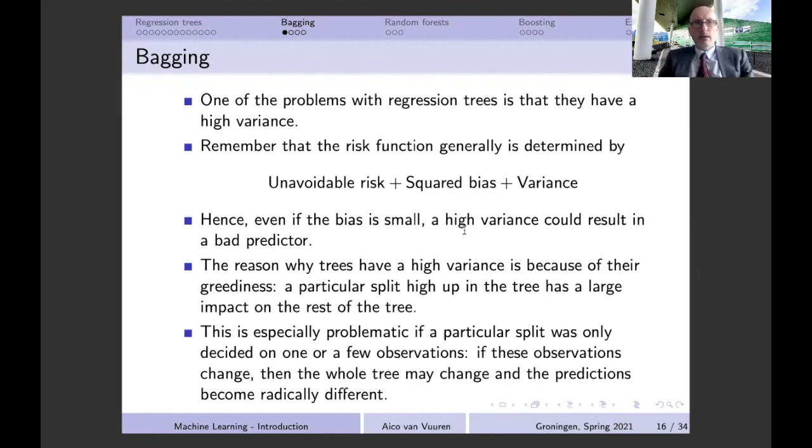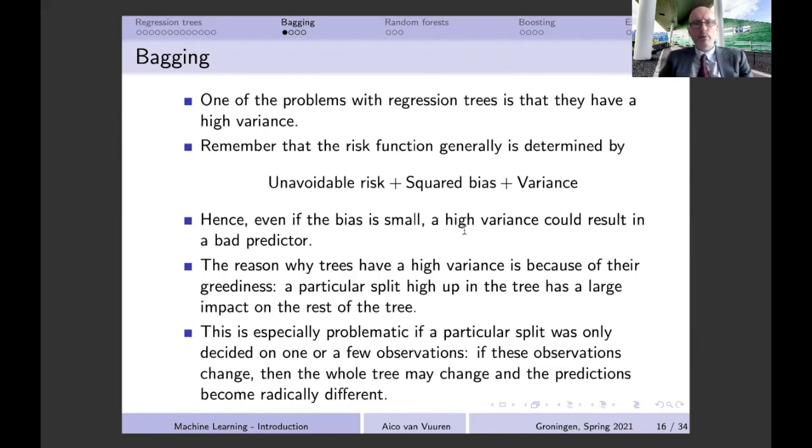Okay, I would like to go on with the next topic, and that's the topic of bagging. What I already said in the introduction of this video is that regression trees are generally not that great predictors, and the main reason is that regression trees usually have a very high variance.